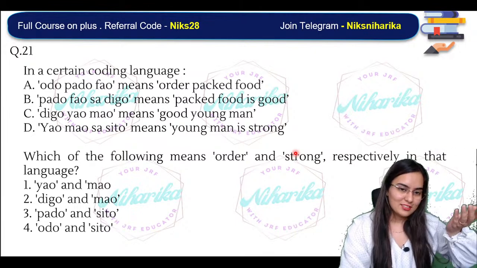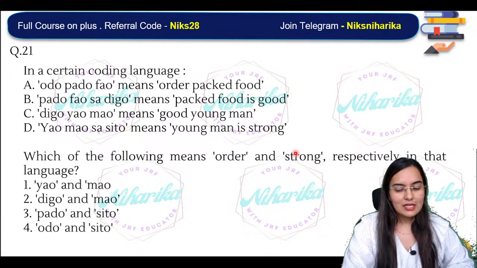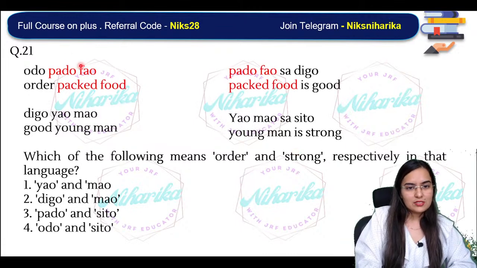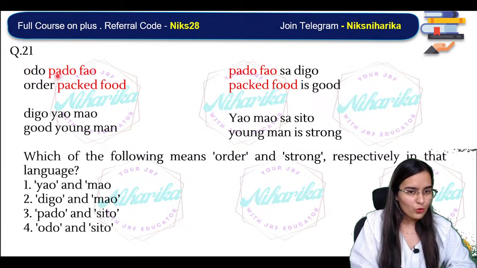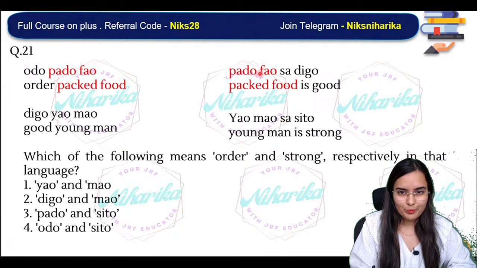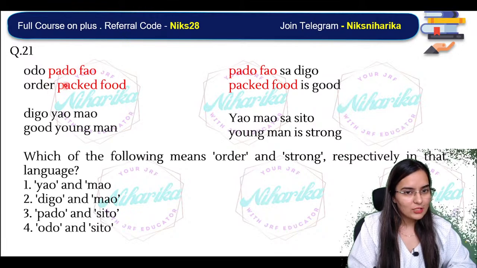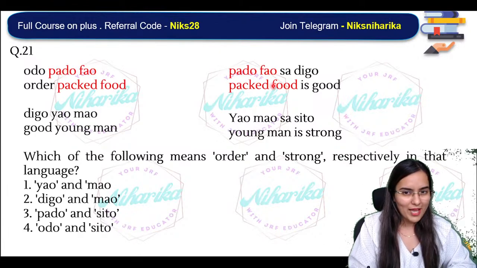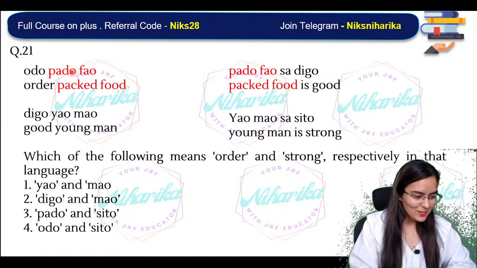For a beginning, I don't know how they have given such an easy question, but still, let me do it according to the rules. I have just rearranged these sentences: odo pado fao is order packed food, pado fao sa digo is packed food is good. Now we will highlight the common things, that is packed food and pado fao. Packed food and pado fao are common in both these sentences, right?